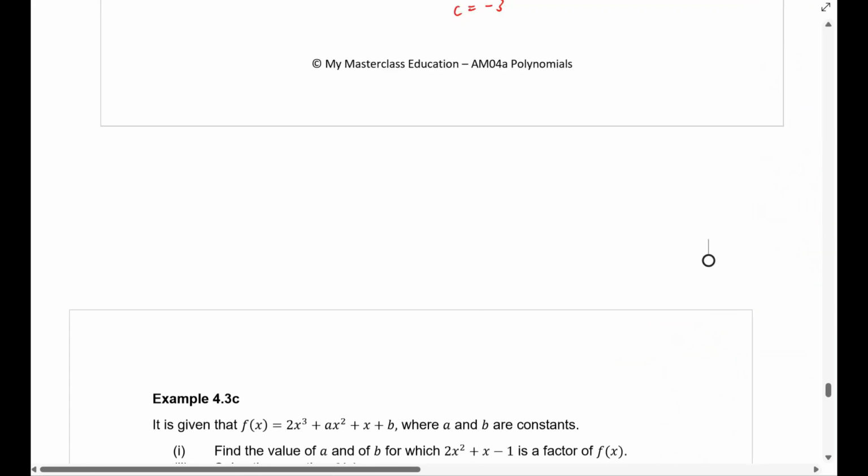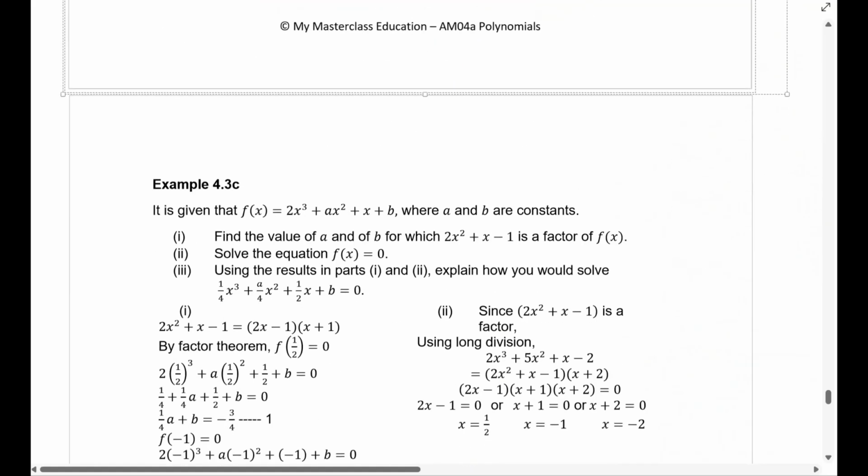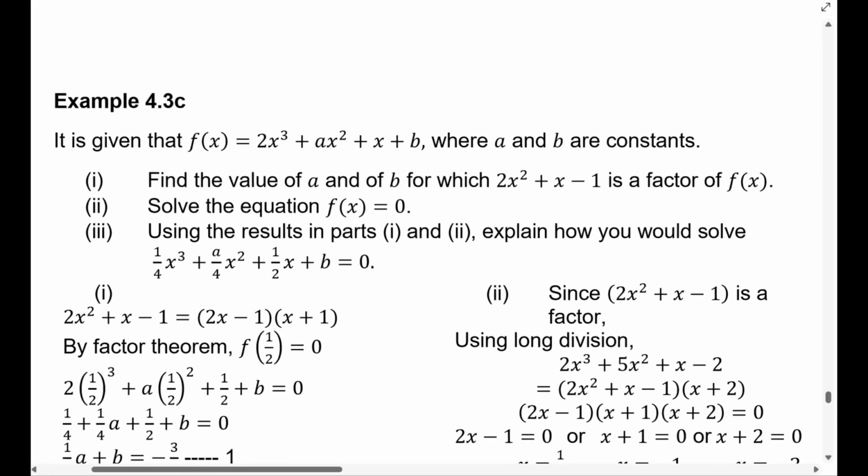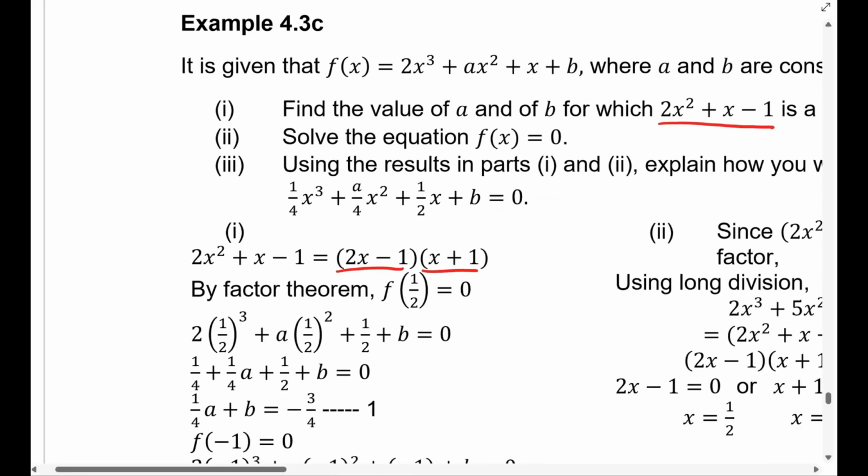Okay, now moving on to the next example. It's given that our function is 2x cubed plus ax squared plus x plus b, where a and b are constants. Find the value of a and of b for which 2x squared plus x minus 1 is a factor of f(x). So if you recall, you can only use factor theorem and remainder theorem using linear factors. So this is a quadratic factor, right? Means we need to further factorize it, end up with these two brackets. From then on, we can use the factor theorem.